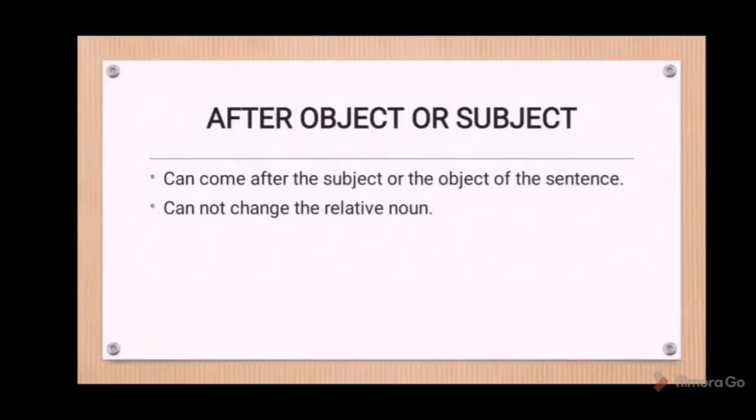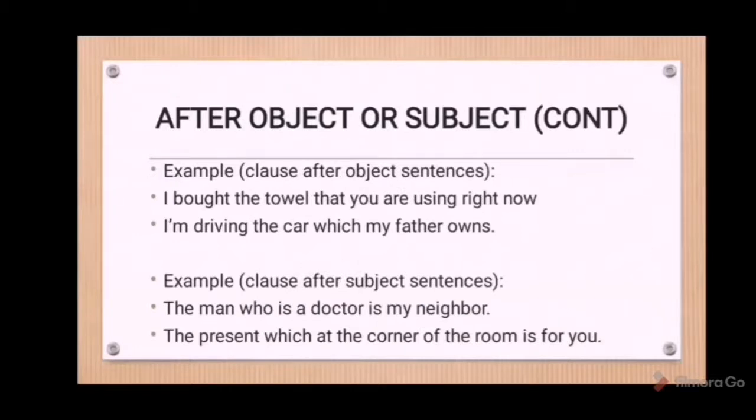A relative clause can come after the subject or object of the sentence. You cannot change the relative noun. This is an example of a clause after the object. First, I bought the towel you are using right now. Second, I'm driving the car which my father owns.